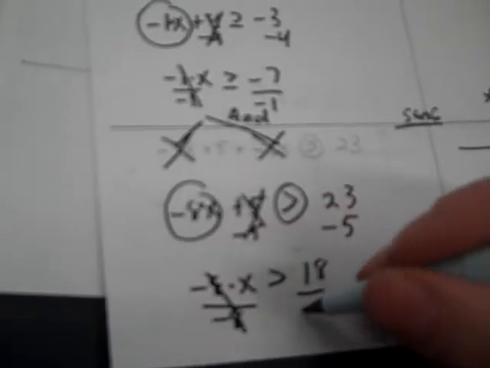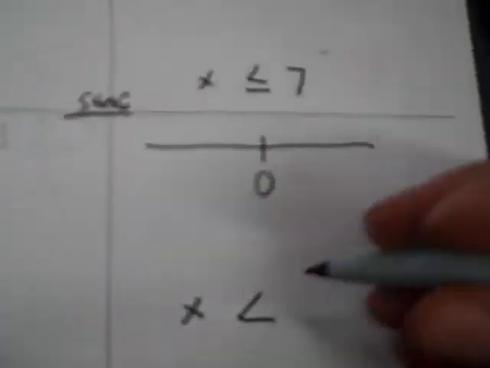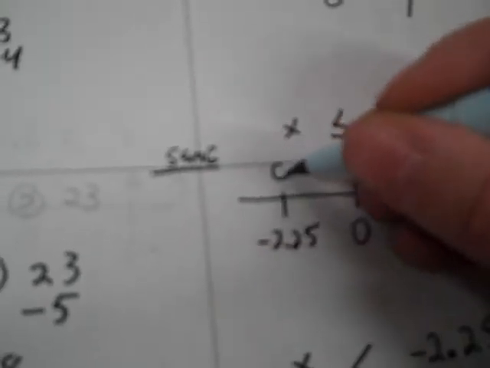Now it is time to divide. So I've got x. 18 divided by negative 8 is negative 2.25. It's a decimal. That's all right. So negative 2.25, circle. But don't fill it in because there's no line, and then the nose points that way, so it's less than.